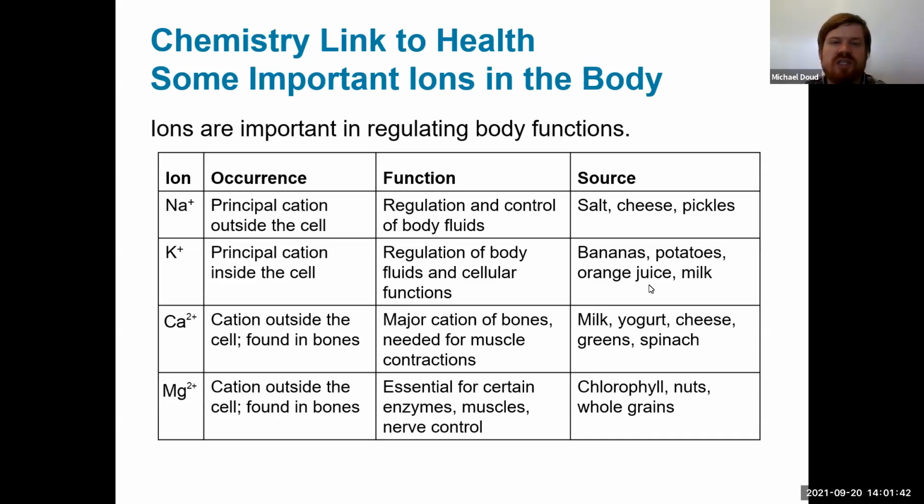And here are some sources that you can get these from. You don't have to memorize these. You probably remember potassium is for bananas. So for example, if you're cramping, oftentimes you'll be given a banana for your muscles. That's to help the flow of nutrients into your cells and in the form of sodium and potassium. Calcium is present in dairy as well as greens and spinach. And then finally, magnesium you also get from plants like chlorophyll.